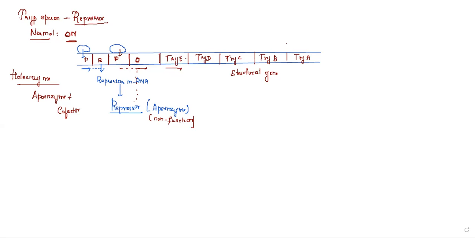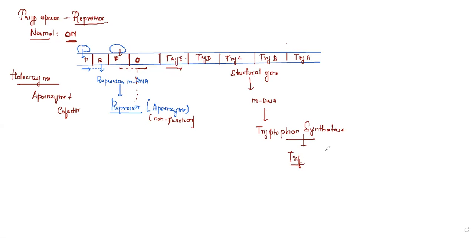And now what happened to the genes? All these structural genes begin to produce mRNA of every gene. And finally, they will produce a protein called tryptophan synthetase. Tryptophan synthetase is the one which synthesizes tryptophan, which is an amino acid, and this amino acid is responsible for growth.